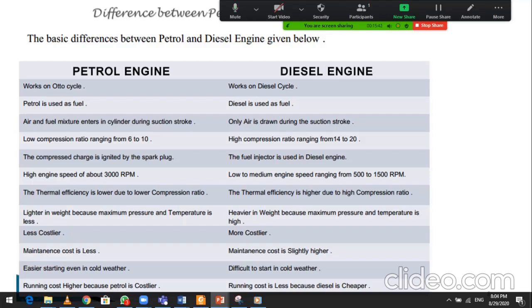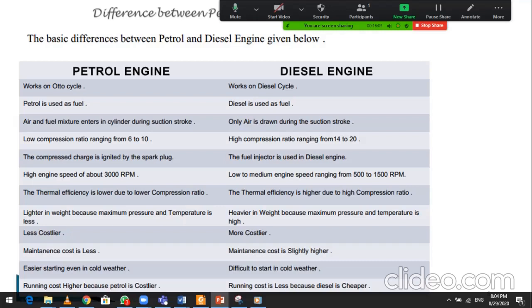High engine speed, about 3000 rpm. Low to medium engine speed, ranging up to about 15,000 rpm. Thermal efficiency is lower due to lower compression. Thermal efficiency is higher due to high compression ratio. Lesser in weight because maximum pressure and temperature is less. Heavier in weight because maximum pressure and temperature is high.